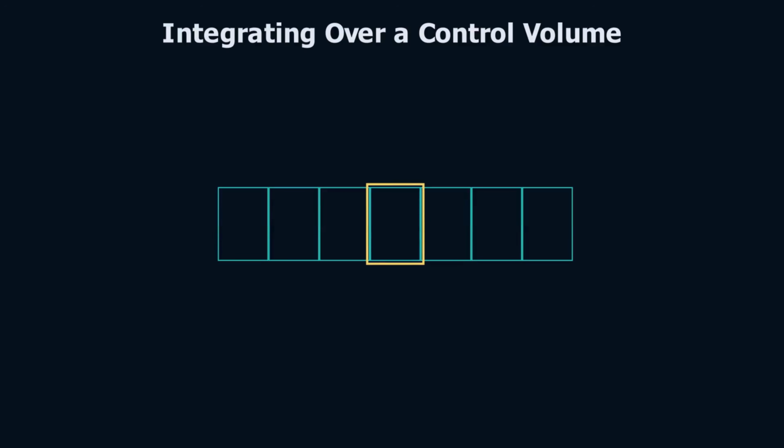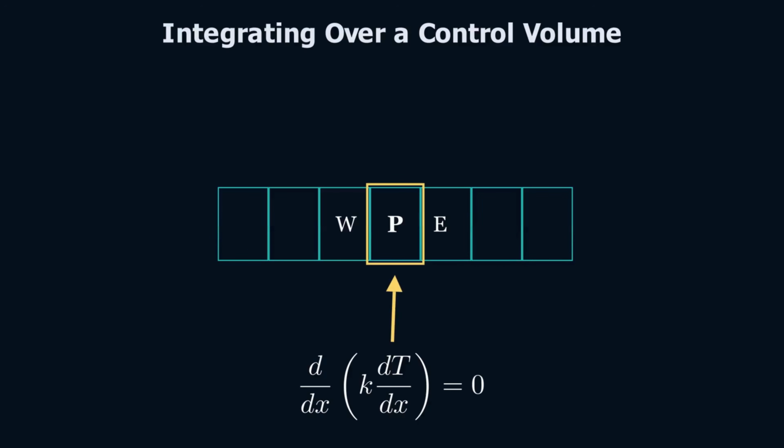Let's isolate one control volume. We'll call the neighboring cells west and east, while the current cell is labeled P. Our governing equation is still written in differential form. Instead of applying it at a single point, we integrate it over the entire control volume. This simple step transforms the differential equation into its integral form, which is the foundation of the finite volume method.